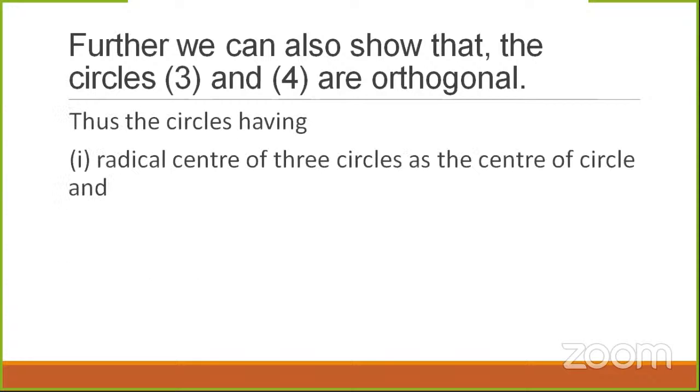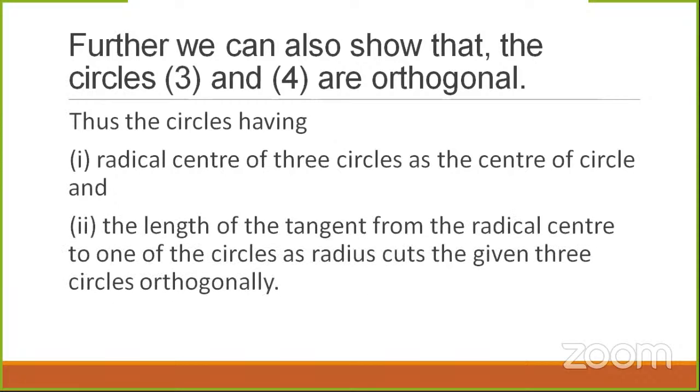Thus, circle 4 is obtained by taking the radical center of the 3 circles as its center, and the length of the tangent from the radical center to one of these circles as its radius. We also observe that this circle 4 cuts the given 3 circles orthogonally. Now we shall solve a problem on this concept.